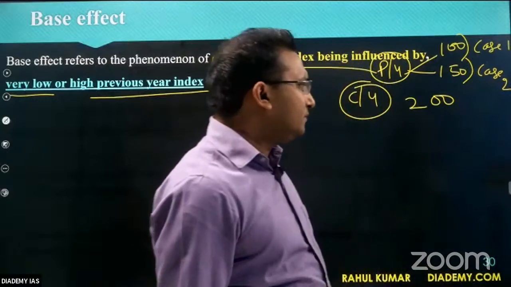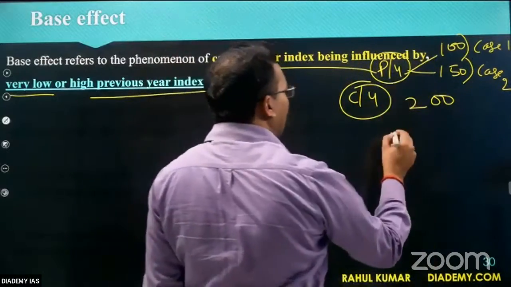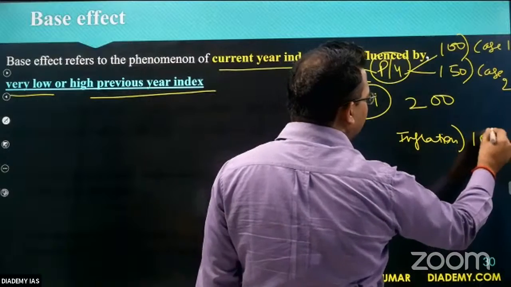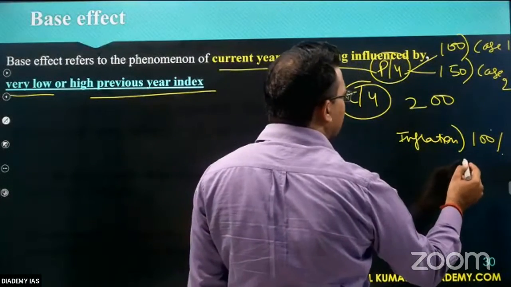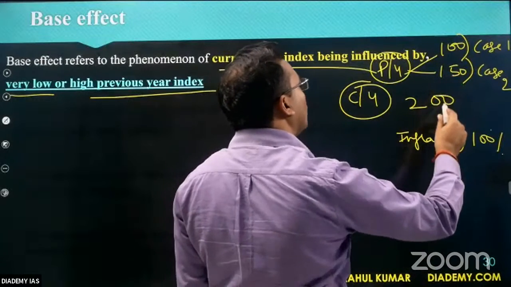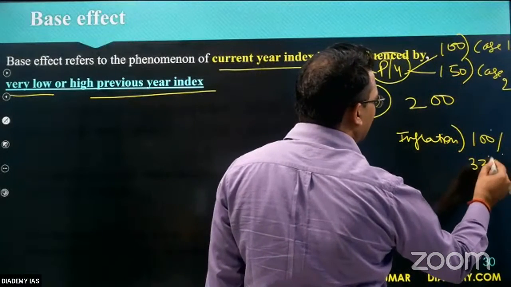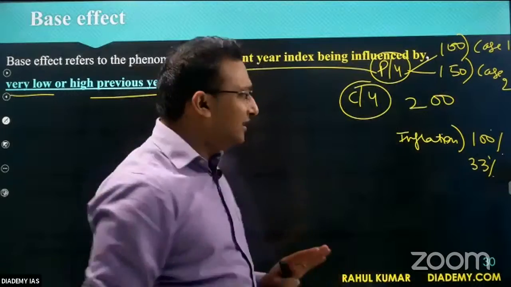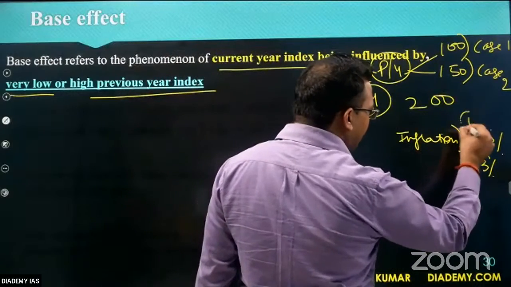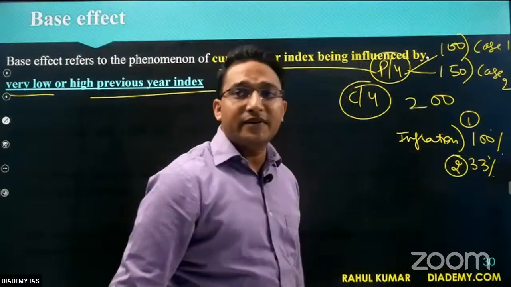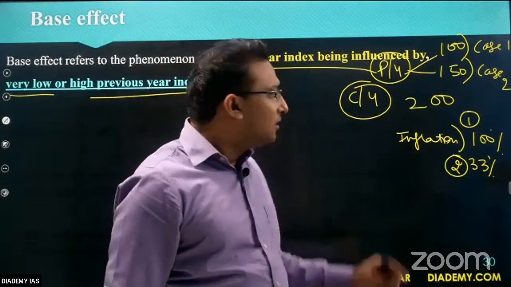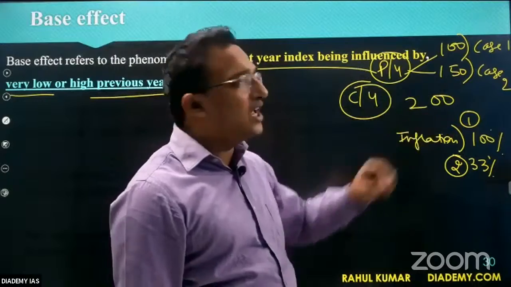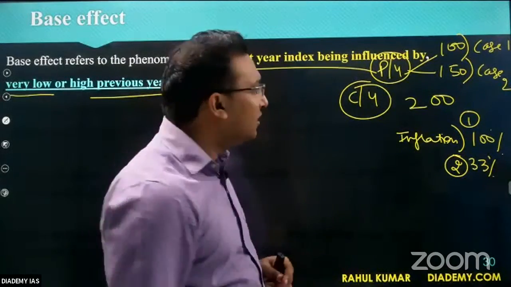So in this case what will happen? In case 1 the rate of inflation will be how much? It will be 100%. And in the second case the rate of inflation will be somewhere around how much? From 150 to 200, it will be somewhere around 33%. So you can see the current year price is the same, that is 200 rupees, but in case 1 the inflation rate is 100%, in case 2 the inflation rate is 33%. But why, despite the same price in the current year, is the rate of inflation changing in the two different cases? Because the bases are different.